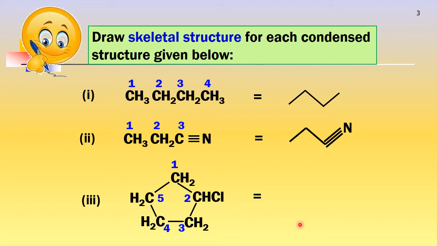What you need to do now is to draw a pentagon. A pentagon has 5 corners. On every corner there is a carbon atom. Carbon 1, 2, 3, 4 and 5. Getting back to the condensed structure, the second carbon atom has a chlorine atom attached. So this is the second carbon atom. Draw a line and attach the chlorine atom. We are now done with the skeletal structure for the third compound.